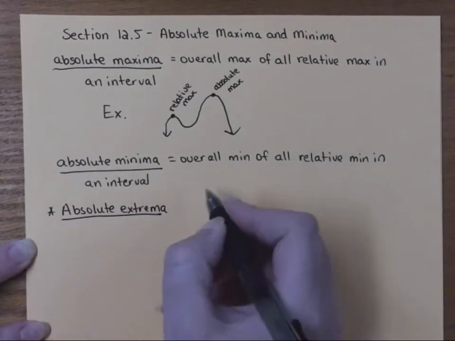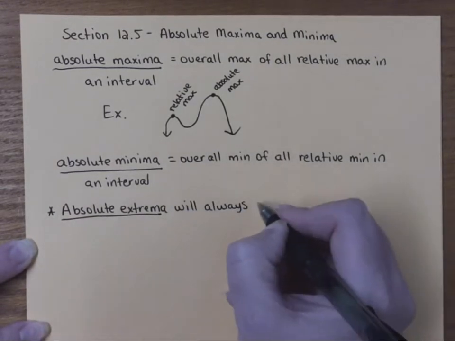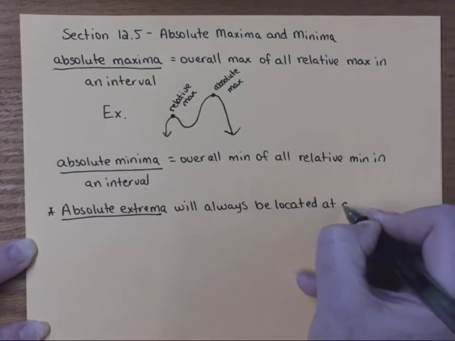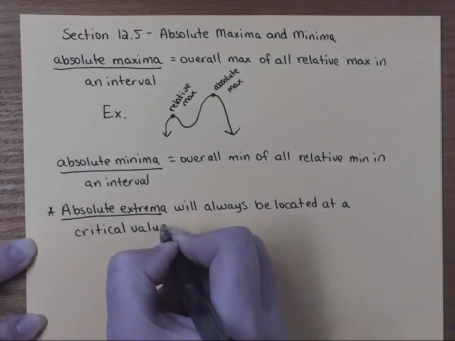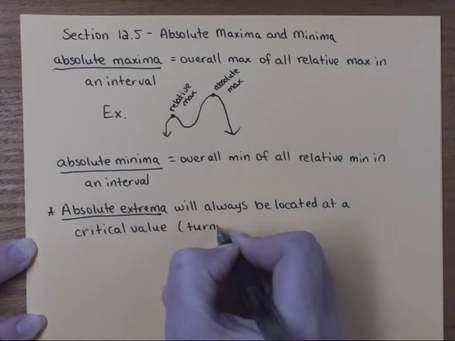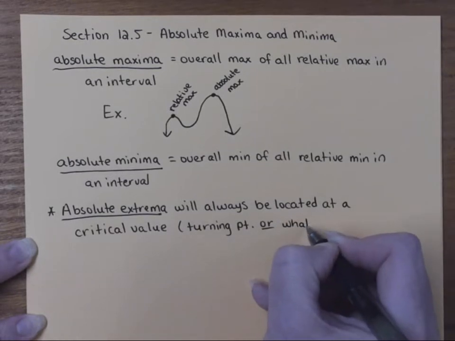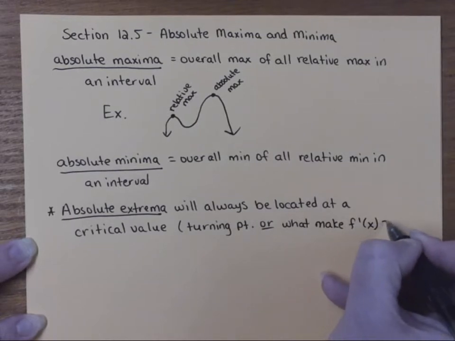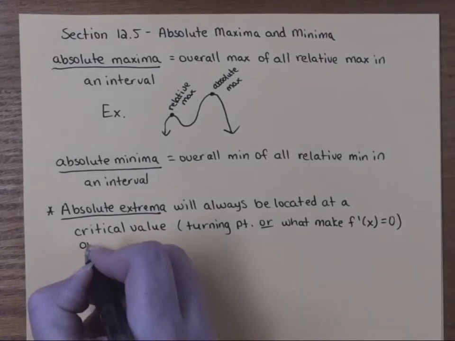in other words, the absolute max or the min, will always be located at either a critical value. Okay, and just to recap, remember a critical value will be either a turning point or what makes the denominator 0. We won't worry about when, not the denominator, but the first derivative equal to 0. We won't worry about when the first derivative is undefined because those won't be points at all, so they can't be extrema.